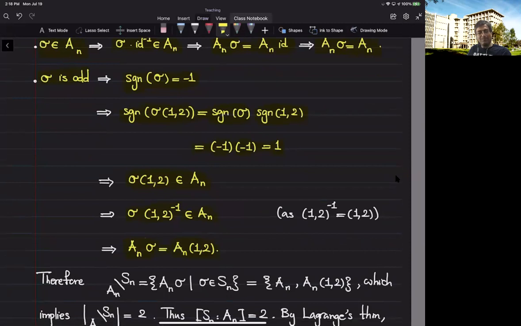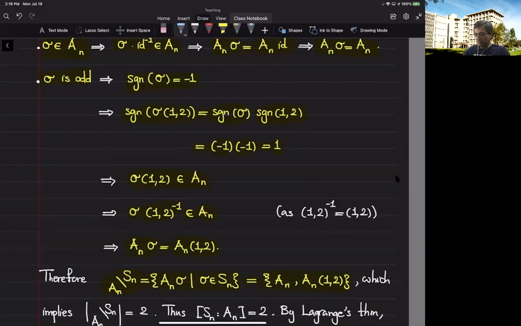Altogether, I'm deducing that there are only two cosets, and therefore the set of all the cosets has exactly two elements. One of them is A_n, the other one is A_n (1 2). Remember, this is odd, this is even, so their product is odd, and therefore it doesn't belong. These two cosets are not equal to each other. Let me write this down as well.